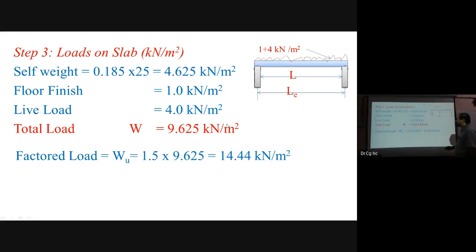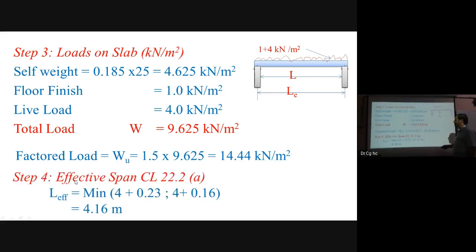Now factored load is equal to WU into 1.5. WU, the total load including the self weight, 9.625, multiplied by 1.5, the load factor, is equal to 14.44 kilonewton per meter square. We are going to get it. This is the factored load. Now let us calculate the effective span.